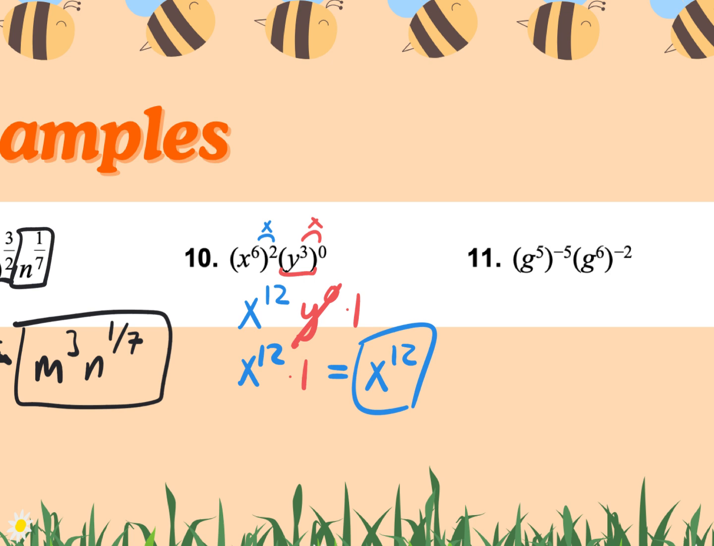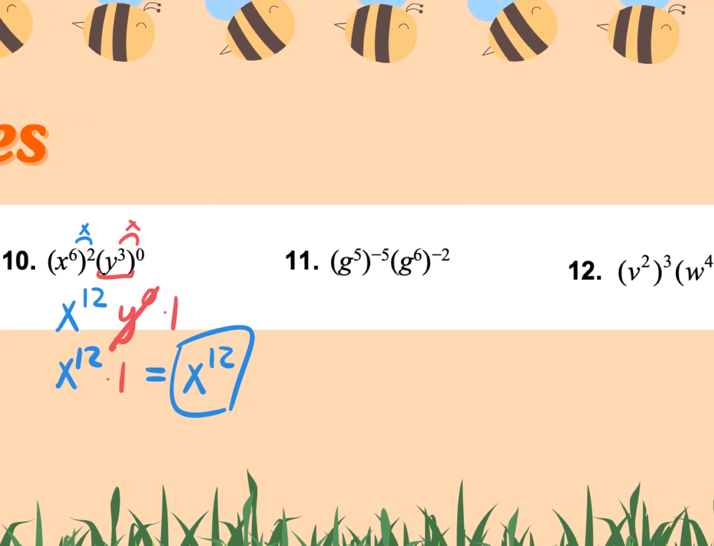All right. And now same thing with number 11, right? So if I have a g to the 5th to the negative 5th, power to a power, once again, you can multiply. So then we get g to the negative 25th, all right? And then here we have a g to the 6th to the negative 2, power to a power, you can multiply. So we get g to the negative 12, all right? And we have two g's now, right? These have the same base. If they have the same base, you can add the exponents if they're being multiplied, right? And here they are.